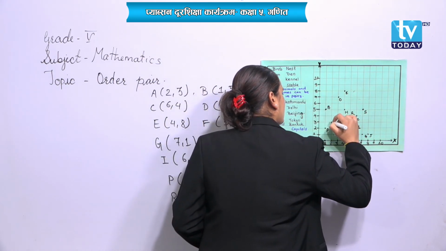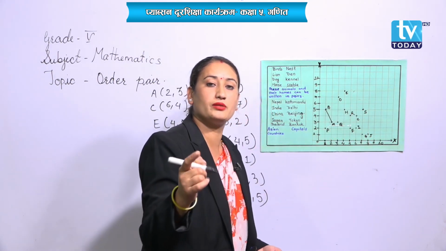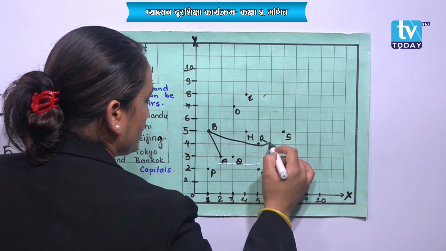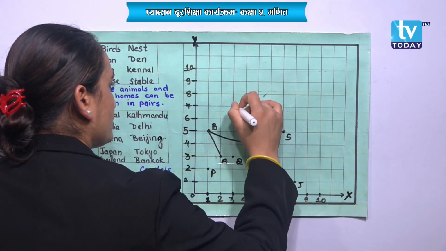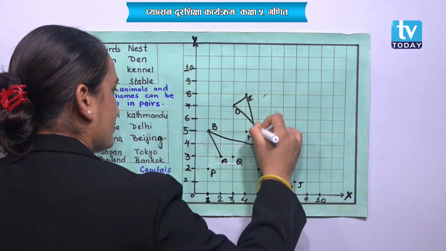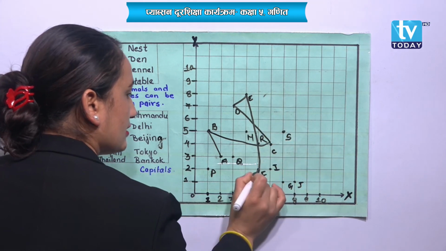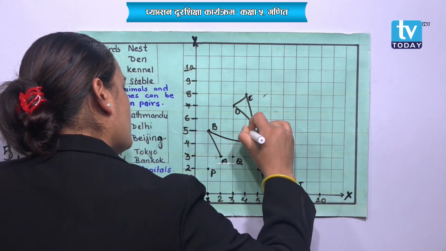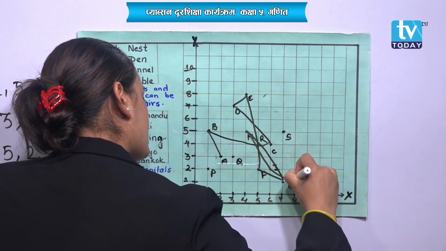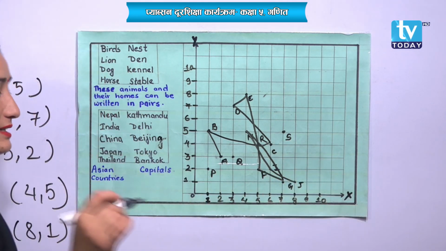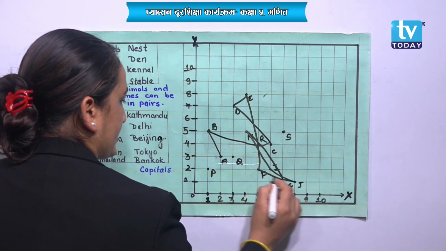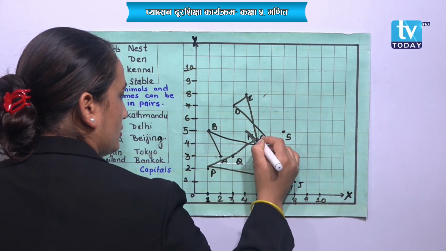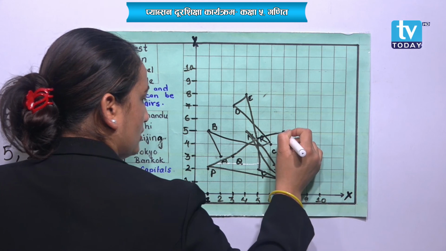Let's join it. A, after that B came, so A to B. B to C. C to D. Can we draw it like this way? D to E, E to F. Where is F? F to G. G to H. Where is it? Can you join it? H to I. I to J. J to, no K, right? So P. From J to P. Can you draw like this way? P to Q. Q to R. R to S. Yes, completed.